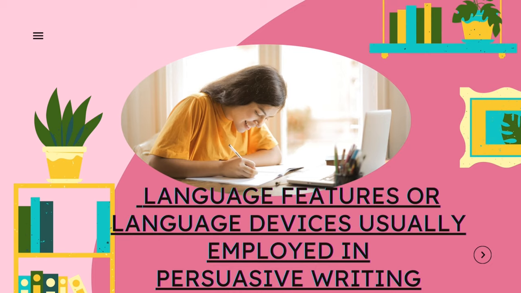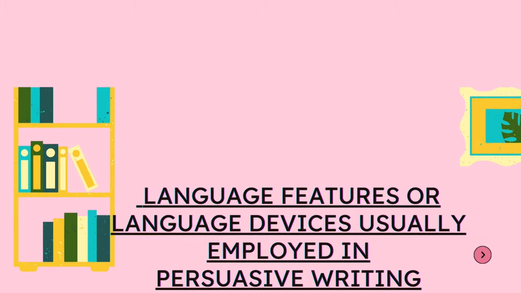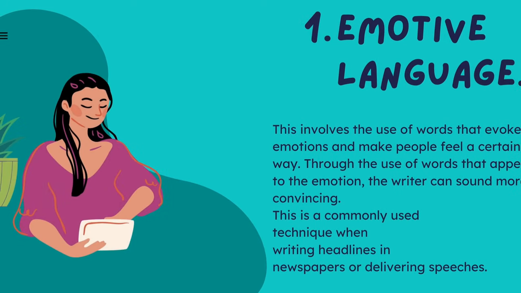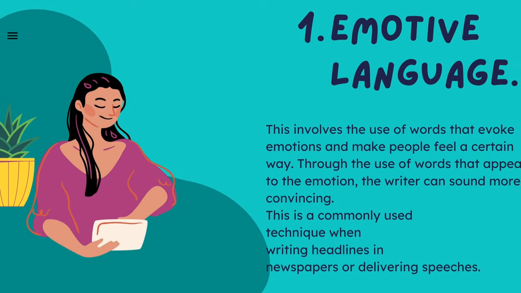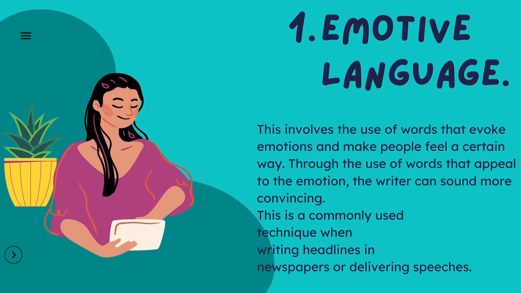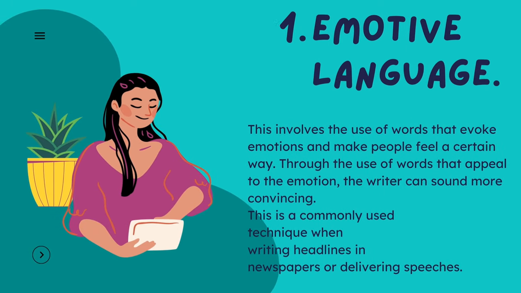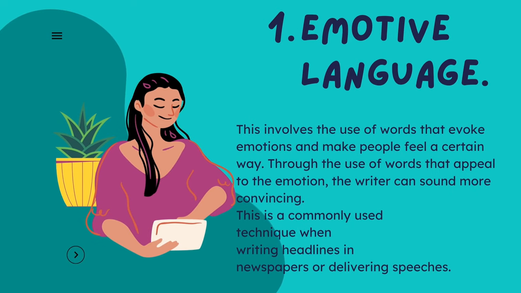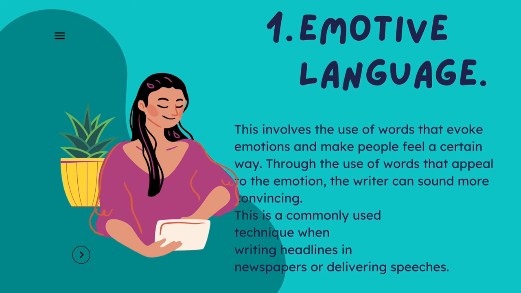Here are some of the language features or language devices usually employed in persuasive writing. One, emotive language. This involves the use of words that evoke emotions and make people feel a certain way. Through the use of words that appeal to the emotion, the writer can sound more convincing.